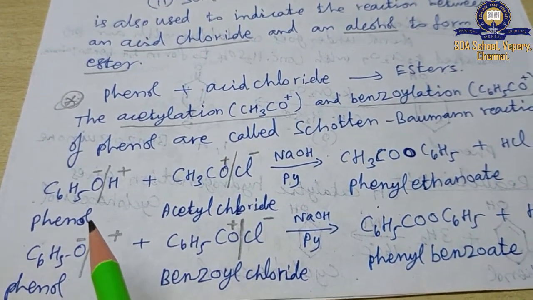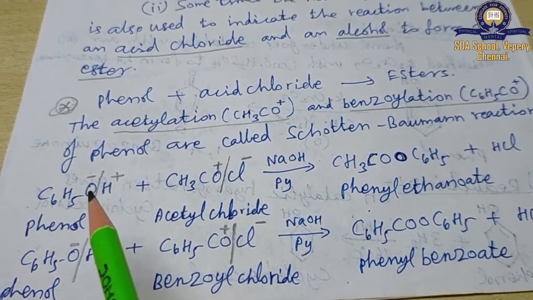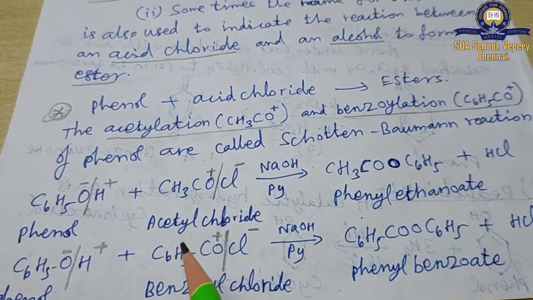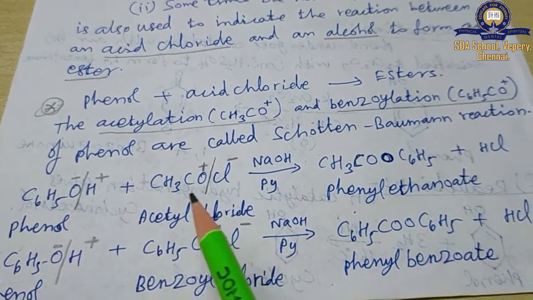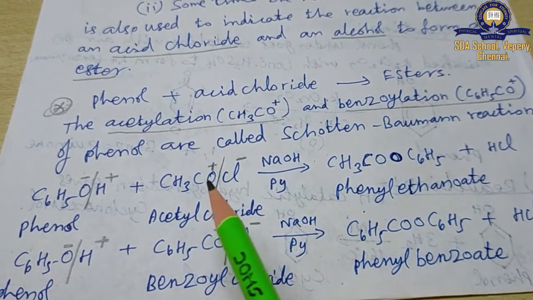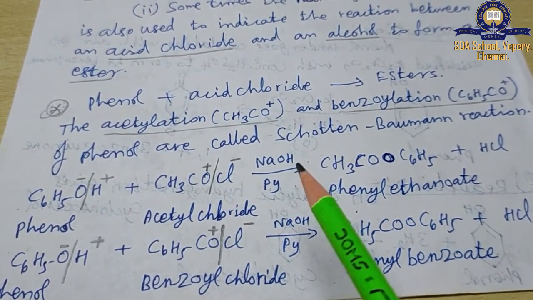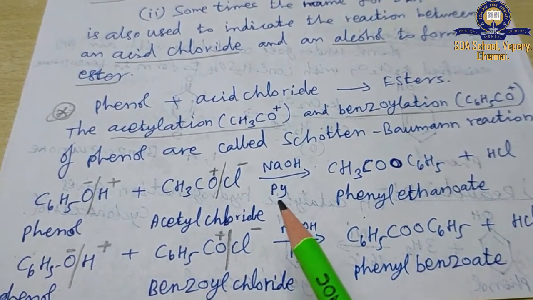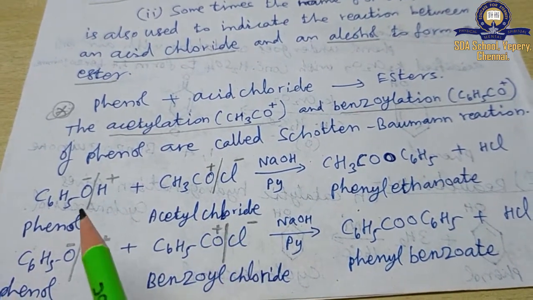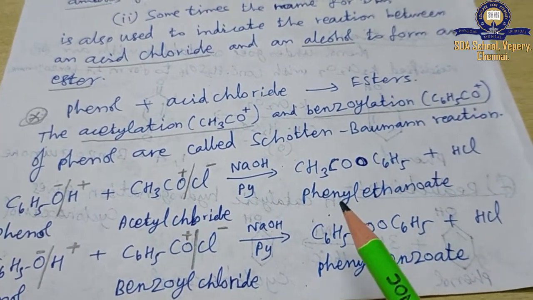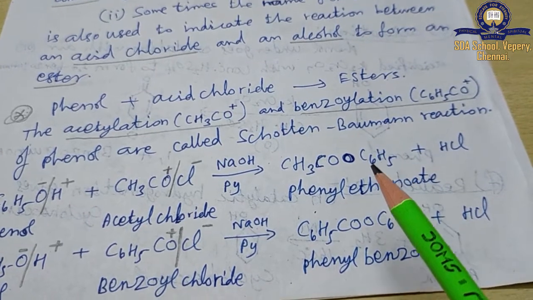Listen, phenol ionizes as C6H5O- and H+, and acetyl chloride, this is an acid chloride, ionizes as CH3CO+ and Cl-, in the presence of sodium hydroxide and pyridine. The opposite charges interact, minus with the plus. So we will get phenyl ethanoate.